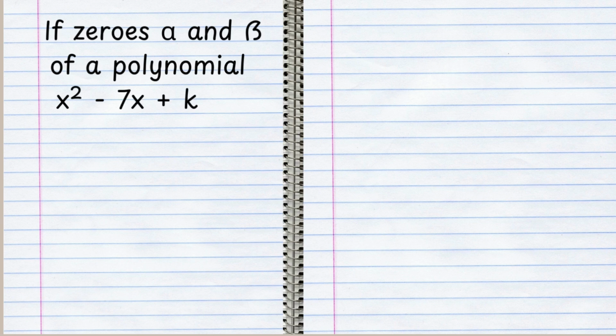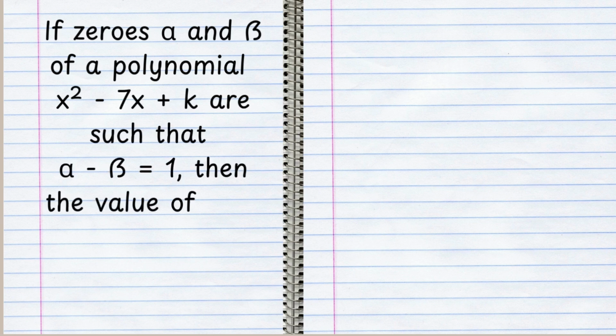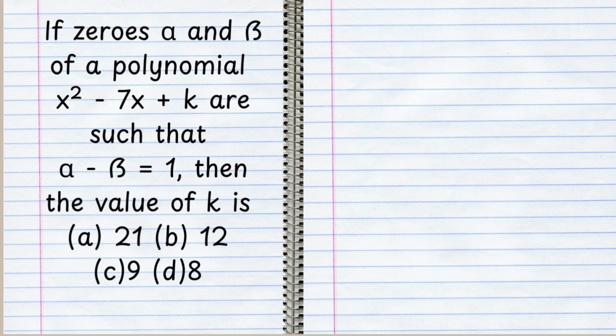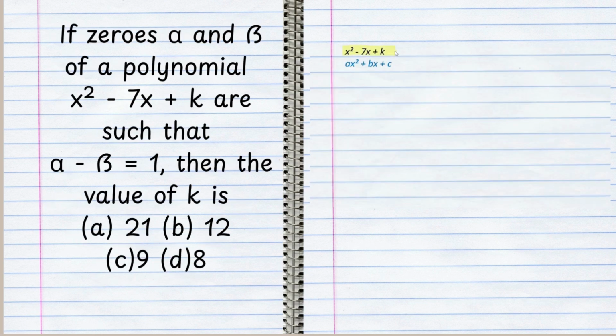Alpha and beta of a polynomial x² minus 7x plus k are such that alpha minus beta equals 1, then the value of k is. So first we are going to compare this polynomial with the standard form of a quadratic polynomial, that is ax² plus bx plus c. So on comparing, we get a as the coefficient of x², that is 1, b as the coefficient of x, which is 7, and c being the constant term, which is k in this case.